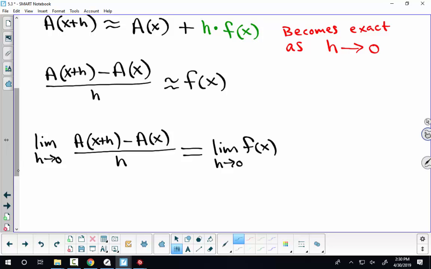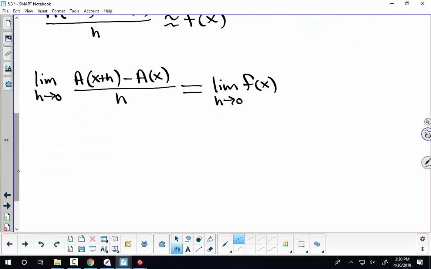So what is the limit as h approaches 0 of f of x, the right-hand side? Isn't it just f of x? Yes, it's just f of x. This function of x on the right-hand side does not involve h in any way, so that right-hand side is just f of x. What is the limit as h approaches 0 of A of x plus h minus A of x, all over h?